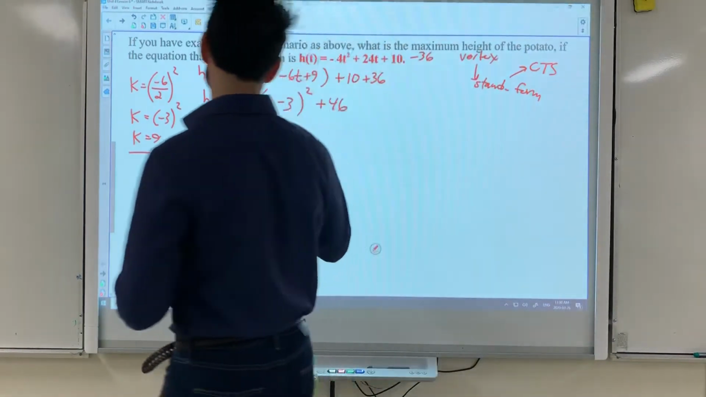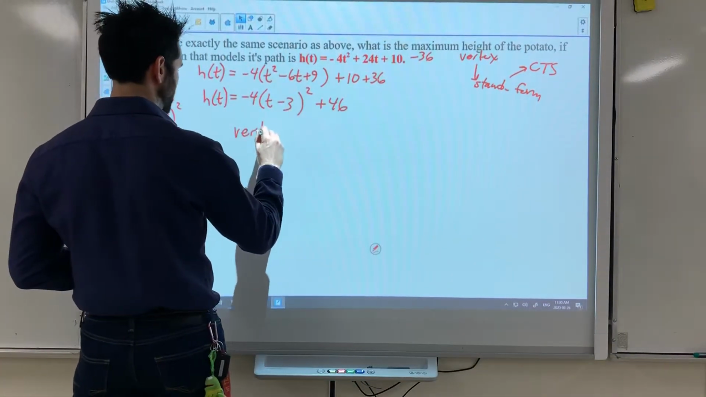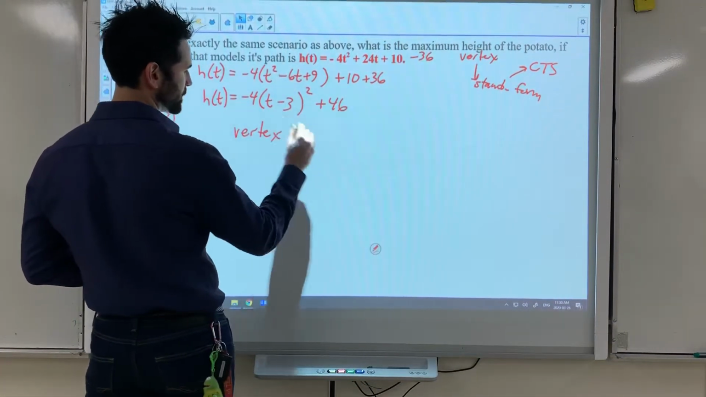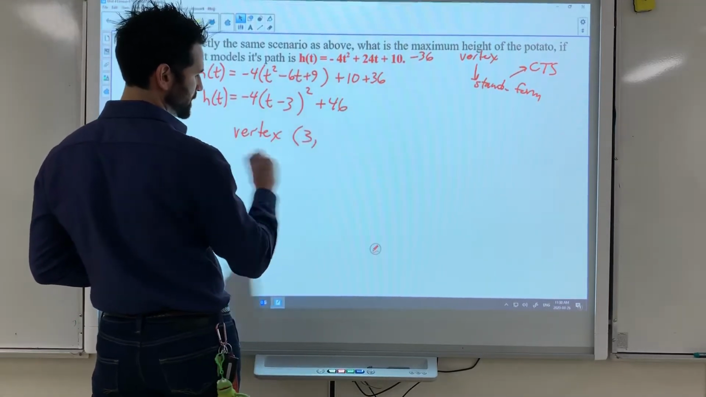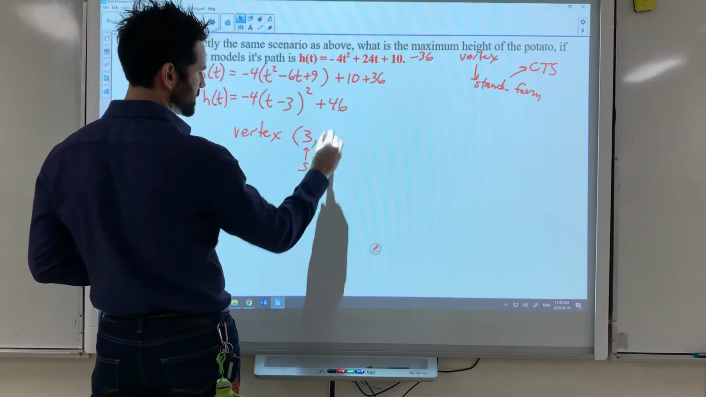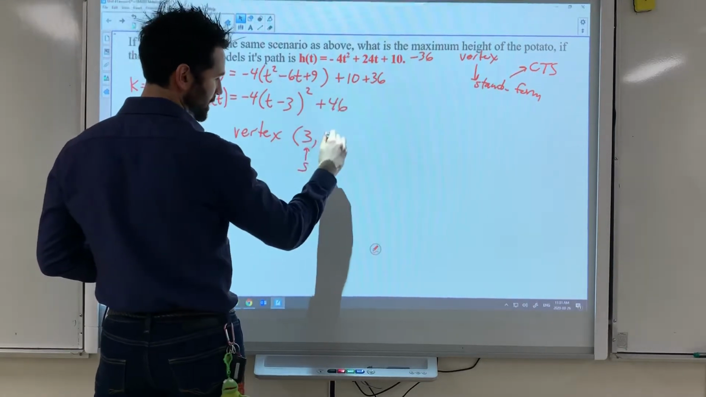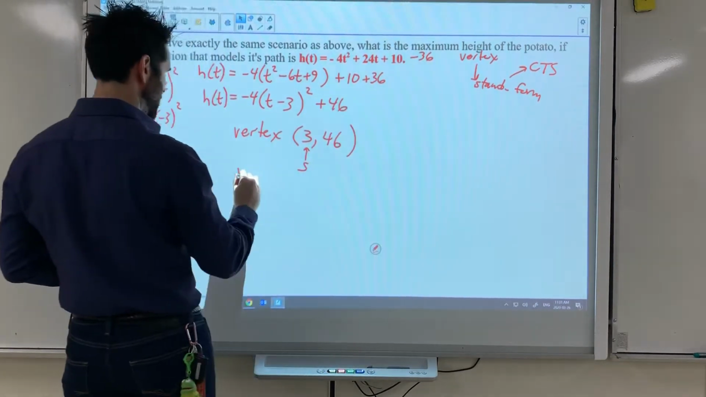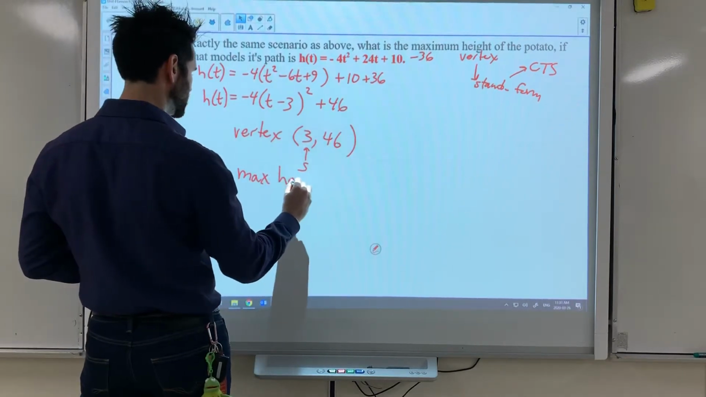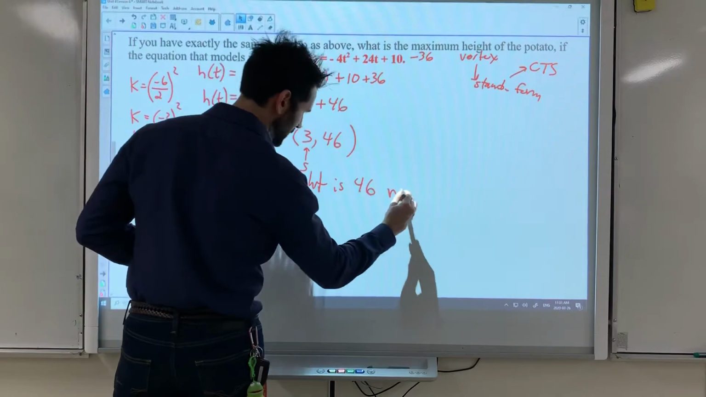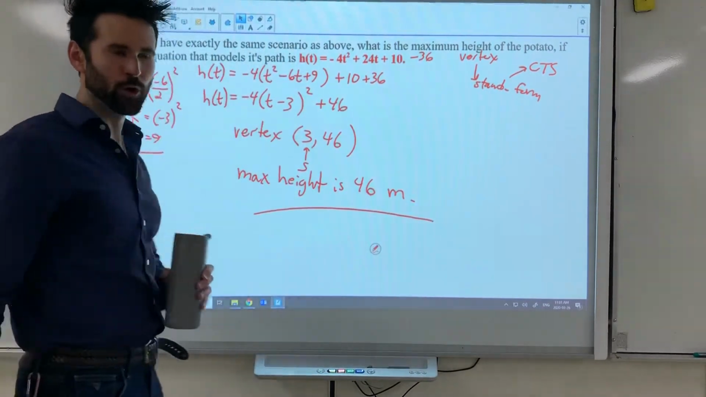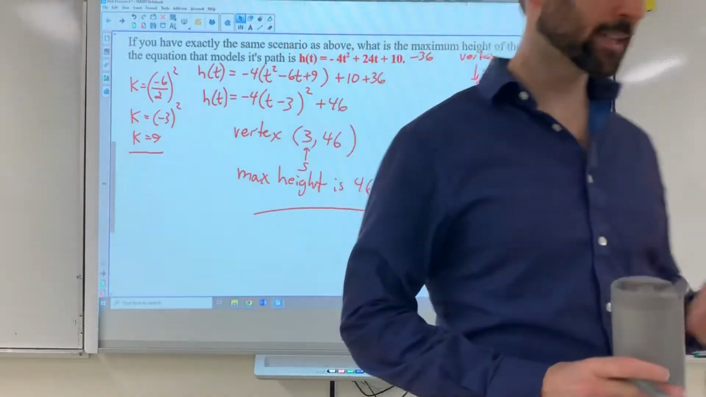Okay, now that I have it in this format, I can easily grab the vertex, right? So we know from our transformations unit that on the x-axis, the sign's law was the opposite, so we get 3. So that would be, after 3 seconds, the maximum height is right there, 46. So max height is 46. Don't forget the units. Boom! Done! That's about as easy as it gets.